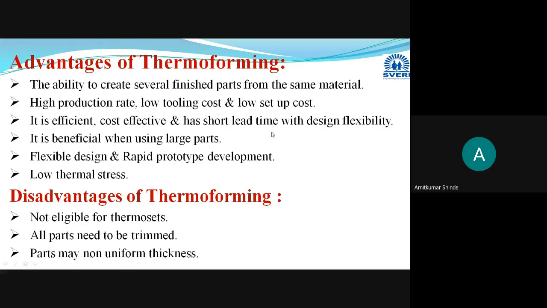And short lead time. Short lead time means the whole process, starting from collecting the plastic sheet to getting the end product, can be done in the shortest possible time. That's why it is termed short lead time.